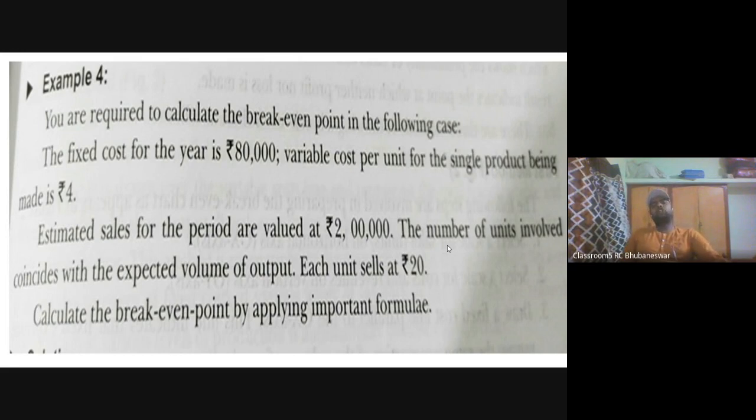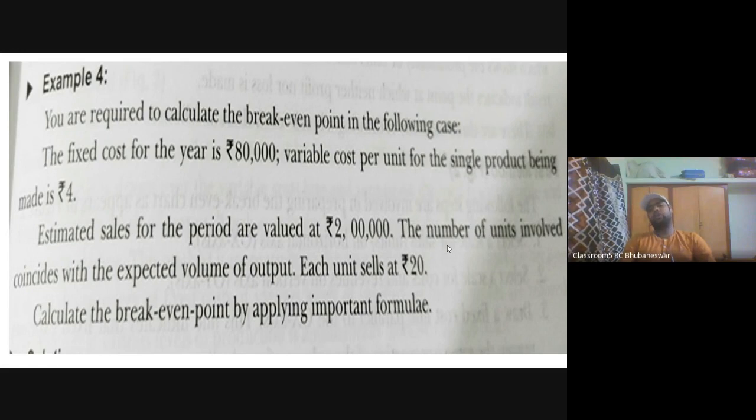The fixed cost for the year is 80,000. So the total fixed cost given is 80,000 rupees. The variable cost per unit for the single product being made is 4. So variable cost per unit is rupees 4. Estimated sales for the period are valued at 2 lakh rupees.